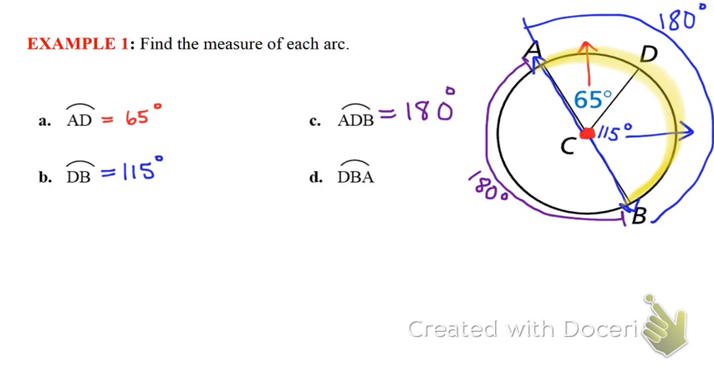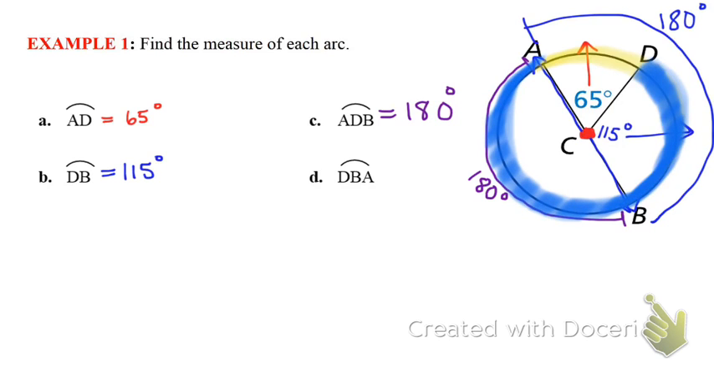And then DBA, let's take a look at it. We'll highlight it really quick. DBA is going to be from here all the way around. Keep going until I get to A. So DBA is the major arc, which is everything but AD. So DBA is essentially 360 minus 65, and that means DBA is going to be 295 degrees.